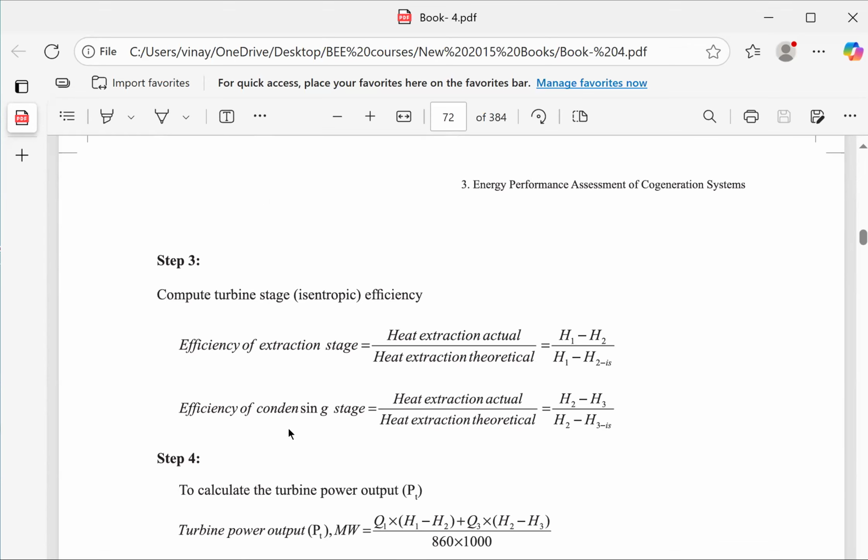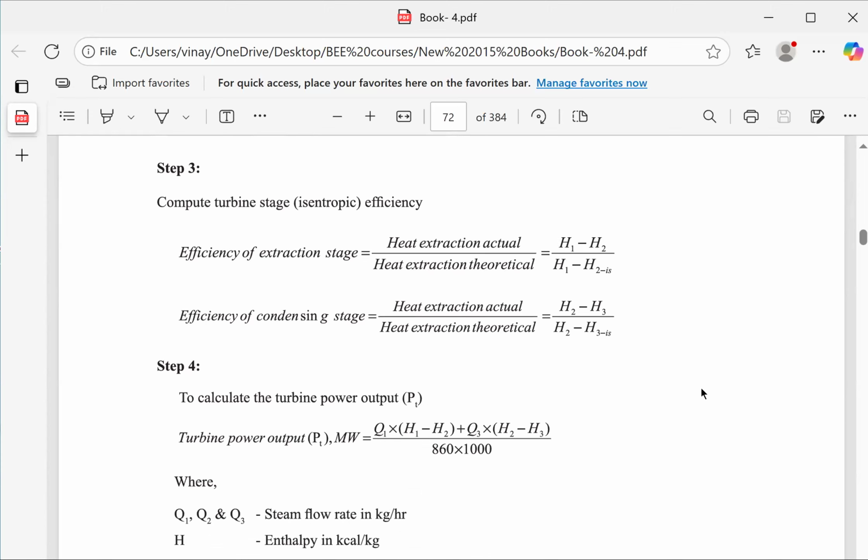Then the efficiency of condensate is heat extraction actual upon heat extraction theoretical. Same thing, same formula. You use it if there are double extraction turbines, triple extraction turbines sometimes, sometimes a back pressure turbine. The formula is the same. What is actual and what is isentropic? You take a ratio, you get the efficiency.